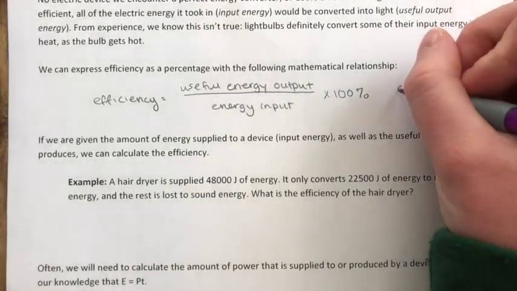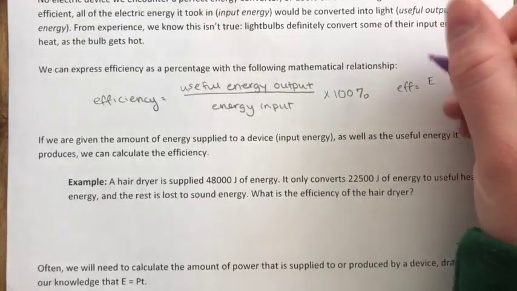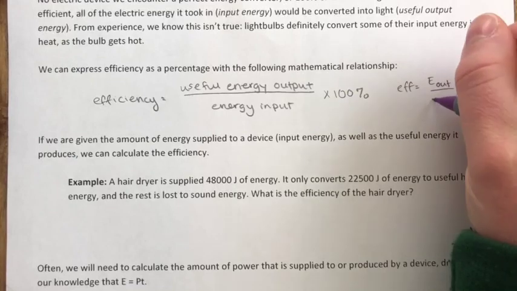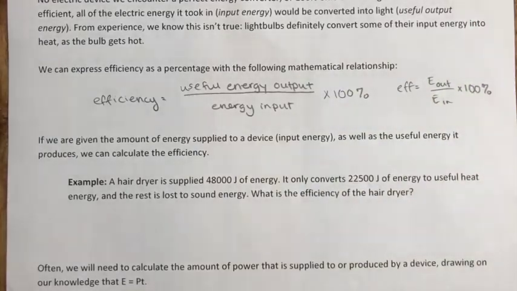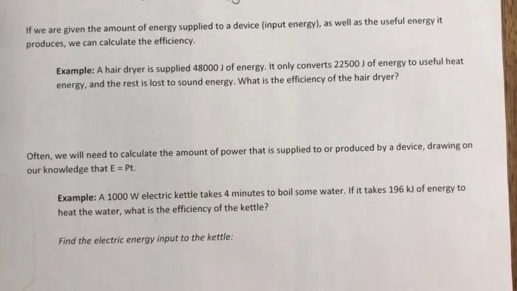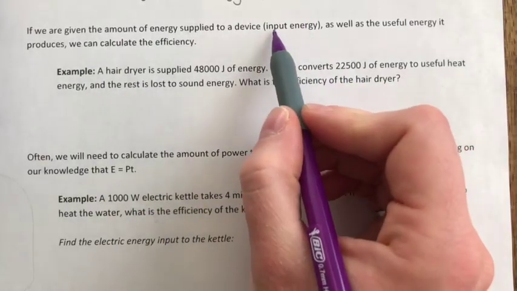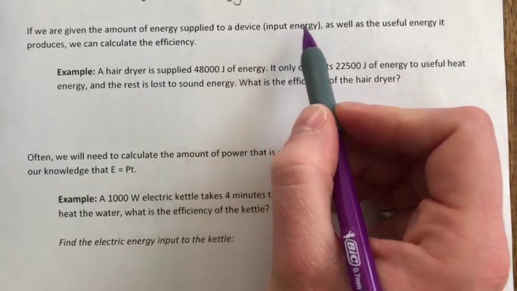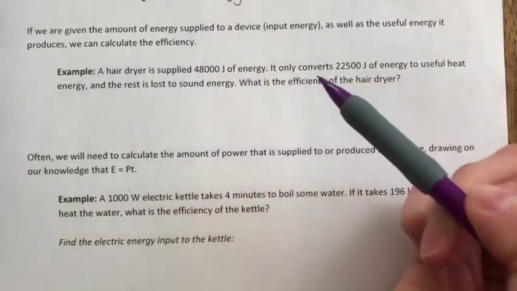Okay. Short form, if you want to write this so it doesn't take as long, we do EFF for efficiency, capital E out, capital E in, and then times 100%. So that's an easier, quicker way to write it if you're writing the formula. If we are given the amount of energy supplied to a device, that's always going to be our input energy. That's what's going in. And then if we're given the useful energy it produces, we can calculate the efficiency.